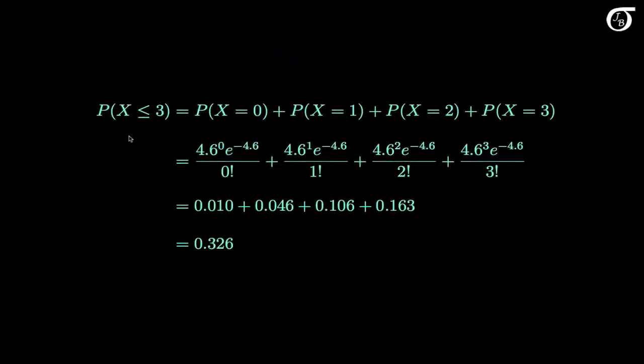Here we need to find the probability that the random variable x takes on a value less than or equal to 3, which is the sum of the probabilities of 0, 1, 2, and 3. We put these values of x into the Poisson probability mass function with a lambda of 4.6. And when rounded to 3 decimal places, these probabilities work out to these 4 values, and they sum to 0.326. Working out probabilities like this can be a bit of a pain if there are a lot of values, so we often rely on software to carry out the calculations.